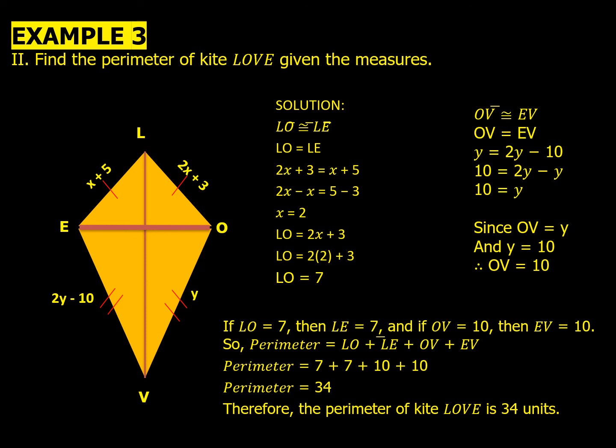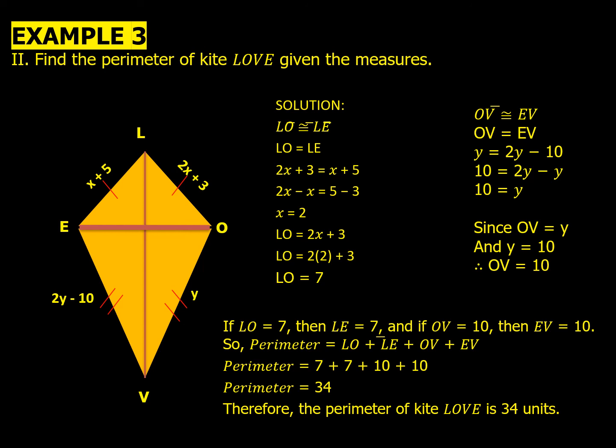Now we have LO is equal to 2x plus 3. From the original given, we have 2x plus 3, and having now the value of x, which is 2, we will substitute. So 2 times 2 is 4 plus 3 is equal to 7 units.